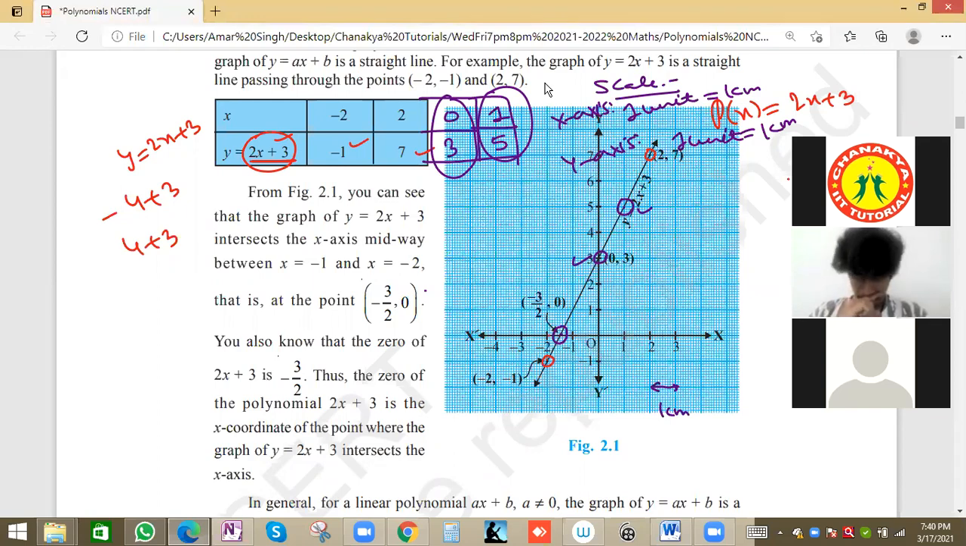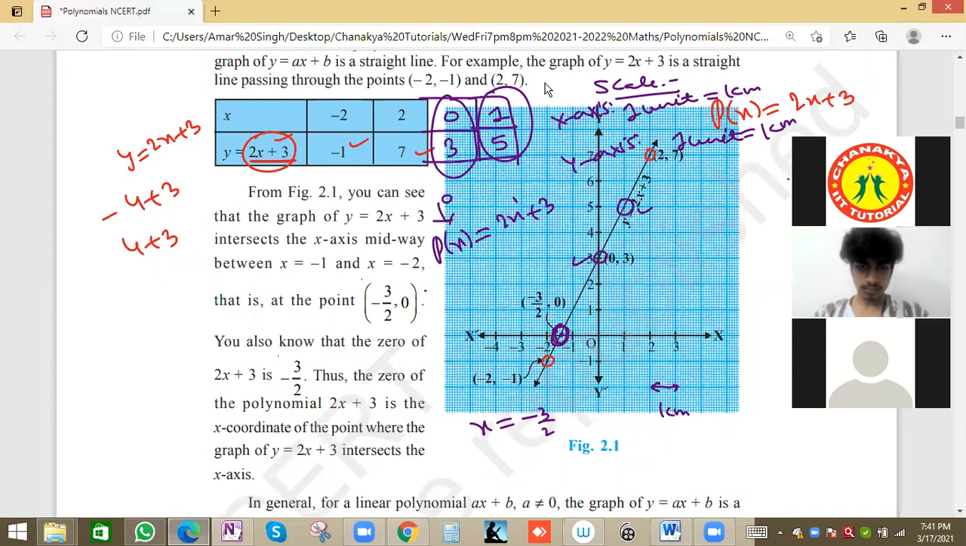We have to check where this straight line graph is cutting the x-axis, because at this point y will be 0, and y was p(x). p(x) was 2x plus 3, that is basically y. So y is 0 on the x-axis. So this is the value of the zero. There is only 1 zero in this polynomial because the degree is 1, and that value is x equal to minus 3 by 2.